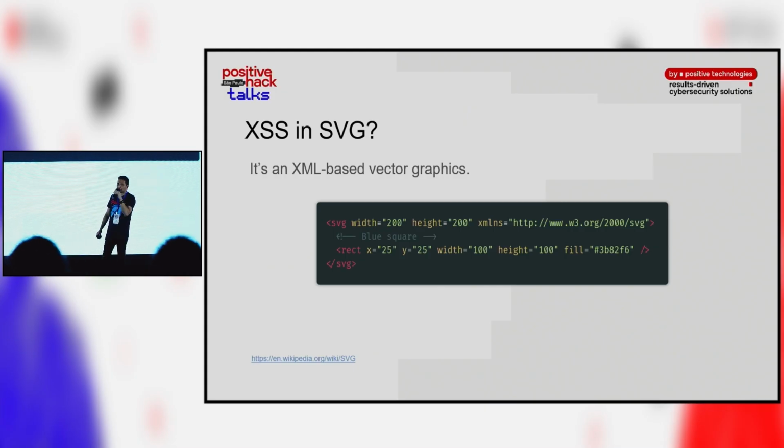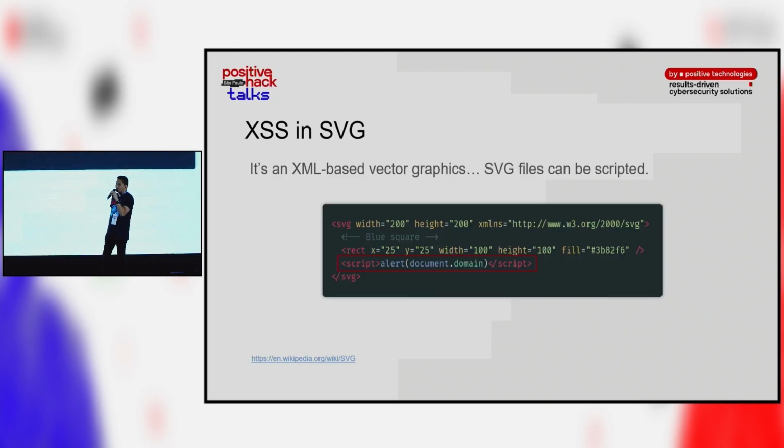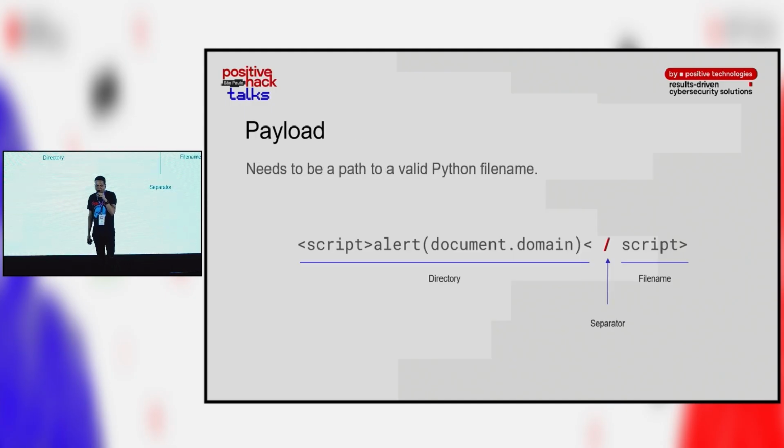And if you're not familiar with SVG graphs, this is one. It's basically XML, and this is how it is rendered in the browser. We have our nice blue square. And SVG graphs can also contain scripts, and we can use JavaScript for that. So we have our classic alert there, and if we render this in the browser, we have our classic alert pop-up. And so I have the point of injection.